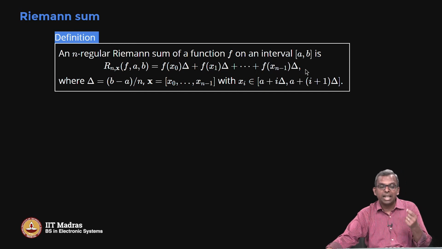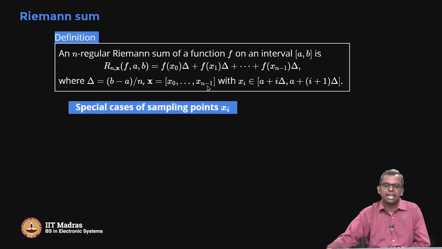Now, as I change n, I will get different values for the Riemann sum for a function. That's important. And as I increase n, I am hoping this will go towards the area under the curve. So that's the motivation for defining the Riemann sum. Now there are special cases.